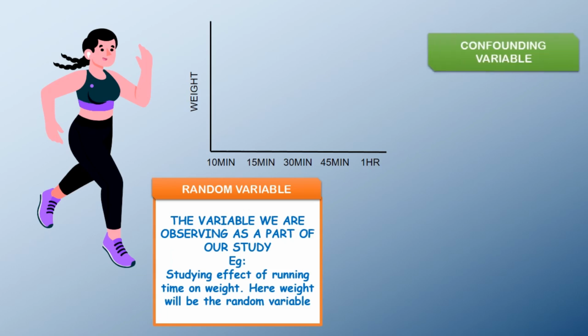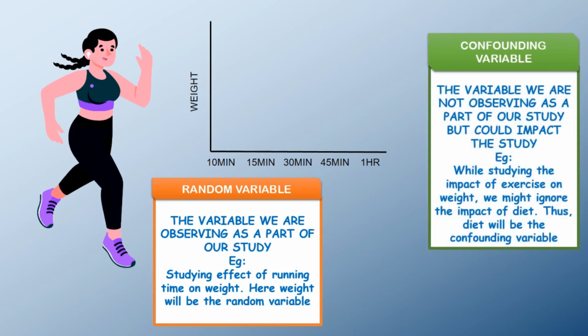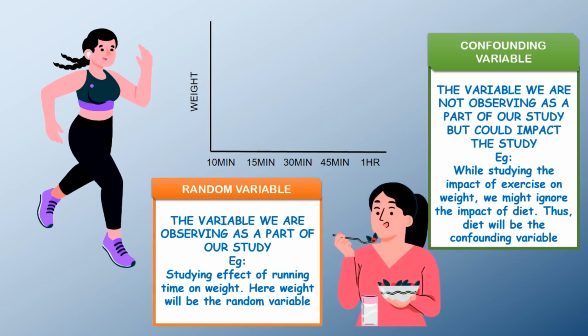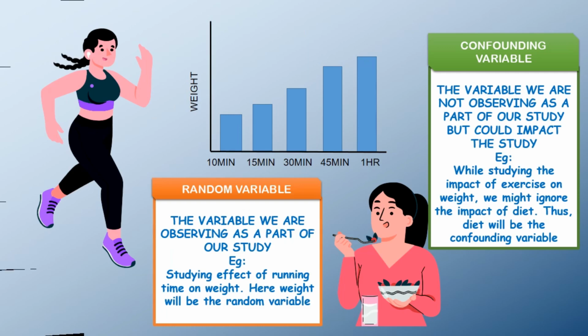Now, another kind of variable you might have heard of is a confounding variable. This is a variable that is not part of the study but impacts it in a serious way. For example, let's take the previous study. Now, in addition to the running time, a person's diet can also affect the weight, but I have not taken that into account. This can negatively impact the study. For example, I might get the results that people who are running for more time have more weight. That's why, while designing the study, ensure that nothing else except the condition you have planned affects the random variable.